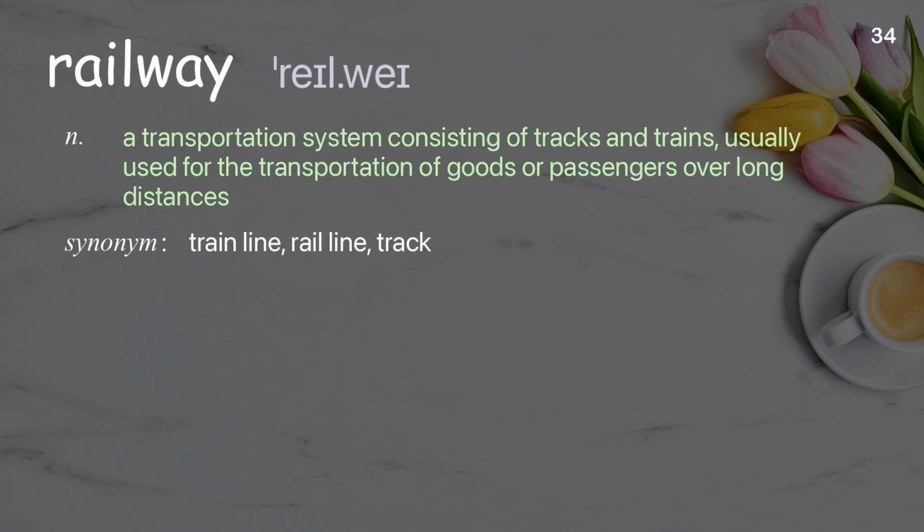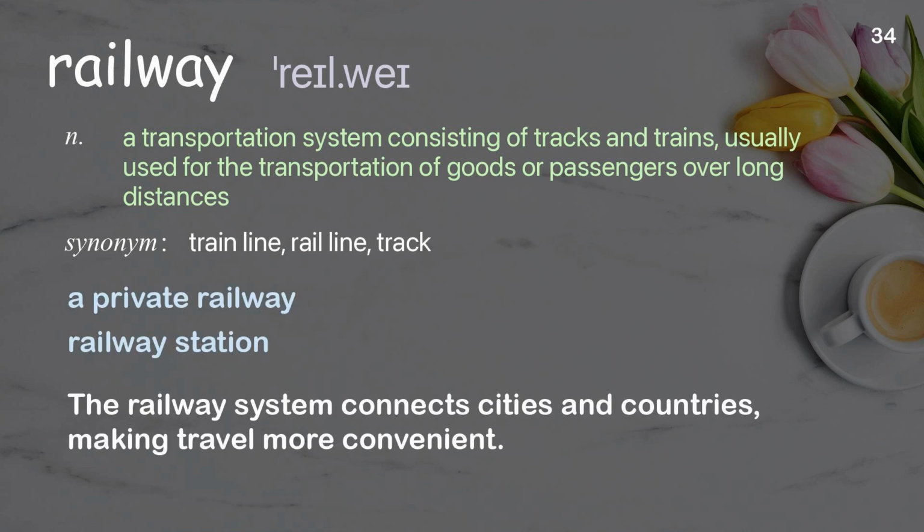Railway. A transportation system consisting of tracks and trains, usually used for the transportation of goods or passengers over long distances. Examples: A private railway, railway station. The railway system connects cities and countries, making travel more convenient.